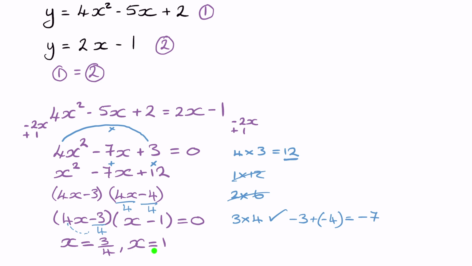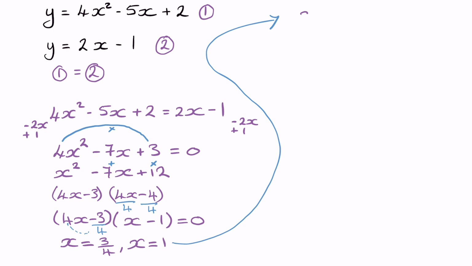Now we need to put these into one of these equations, either into equation 1 or equation 2. We're going to look for the easiest, and equation 2 is the easiest. And when we plug both of these values in, we will then get y. So we had x equals 3/4, and we had x equals 1. So we chose equation 2, that's y equals 2x minus 1. Let's do the first one, and that was when x equals 3/4.